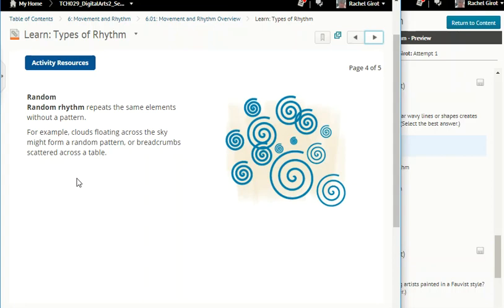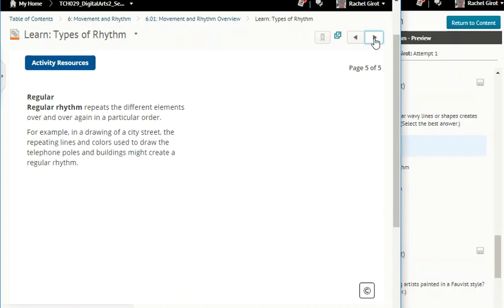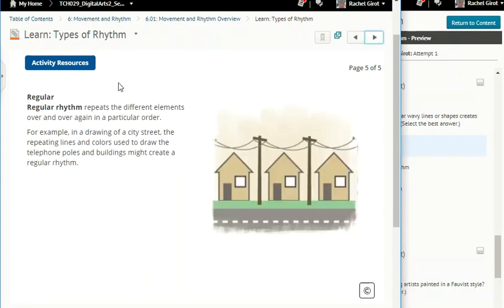Random rhythm repeats the same elements without a pattern. For example, clouds floating across the sky might form a random pattern, or breadcrumbs scattered across a table. Regular rhythm repeats the different elements over and over again in a particular order. For example, in a drawing of a city street, the repeated lines and colors used to draw the telephone poles and buildings might create a regular rhythm.